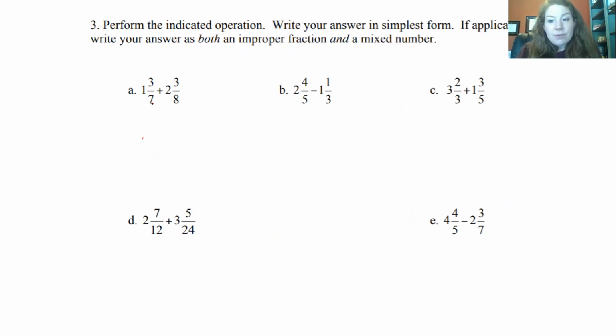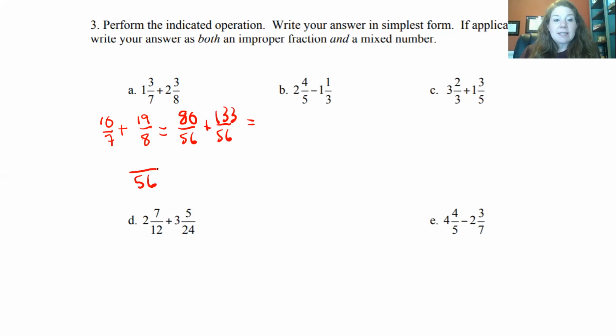The next page, number 3, 7 times 8 is 56. So, oh wait, hold on, let's do improper fractions first. So 7 times 1 is 7, plus 3 is 10/7, plus 19/8, equals something over 56, plus something over 56. Well, 8 times 7 is 56, so 8 times 10 is 80. 7 times 8 is 56, so 19 times 7 is 133. So our denominator is 56.